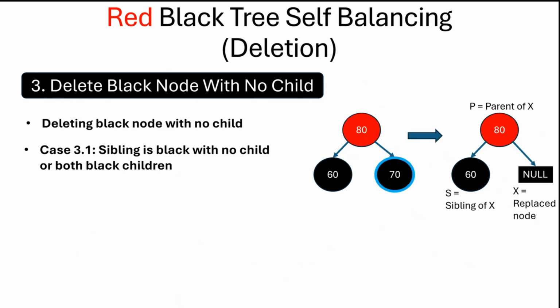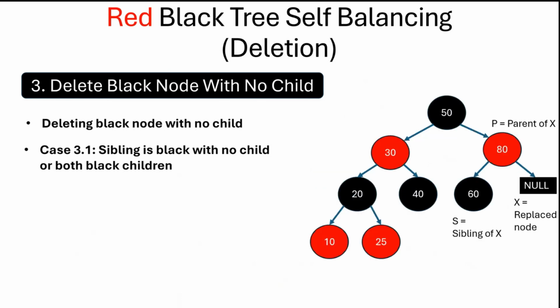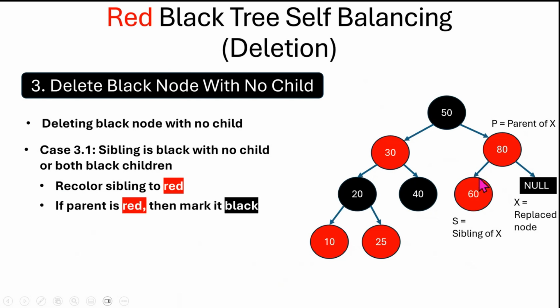If we represent it in a bigger tree, it will look like this. First we try to fix the height problem for this subtree. How can it be fixed? Recolor the sibling to red. Why? Because there is an extra black on this side. But here a red violation might come, so to avoid that red violation, we change the parent from red to black.